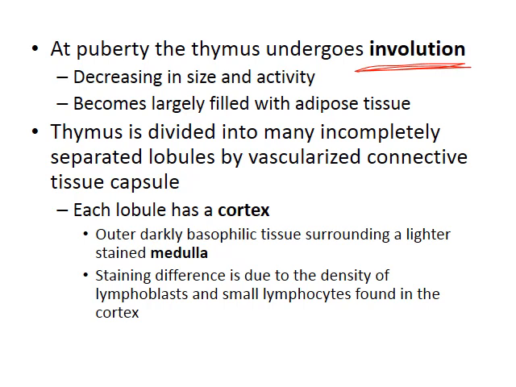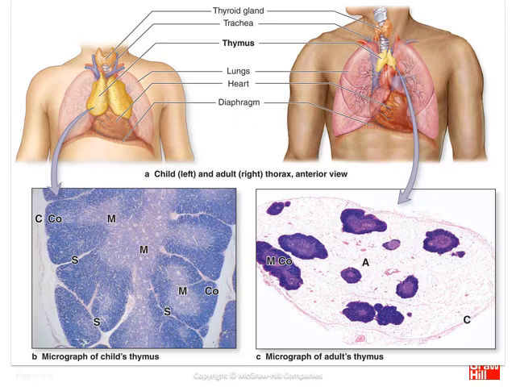Now the thymus is divided into lobules by vascularized connective tissue capsules. Each one has a cortex, which is going to be a darkly basophilic tissue surrounded by a medulla, which is going to stay a little bit lighter. The staining difference is going to be due to lymphoblasts and lymphocytes found in the cortex. So here's our medulla, much lighter than our cortex. And then here's our capsule.